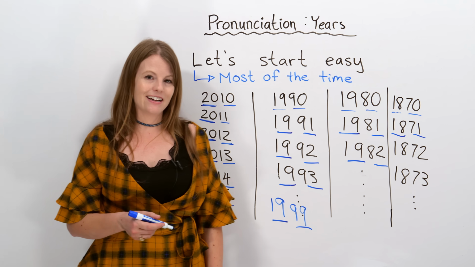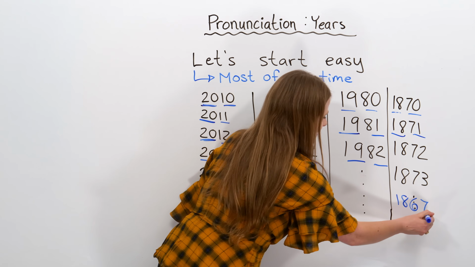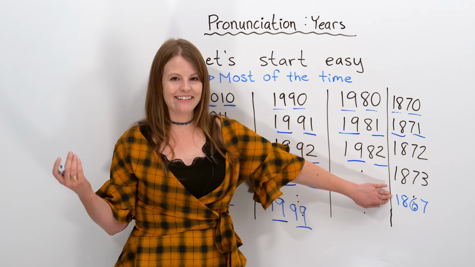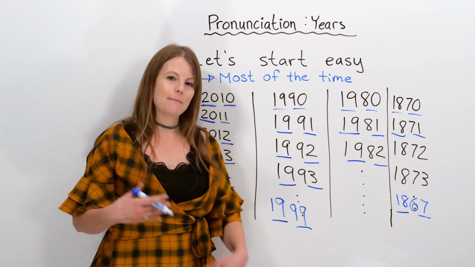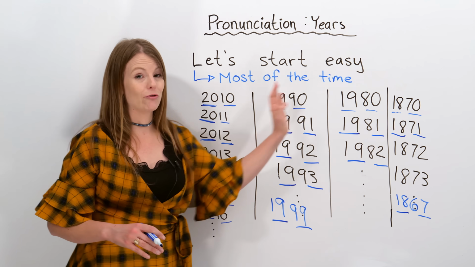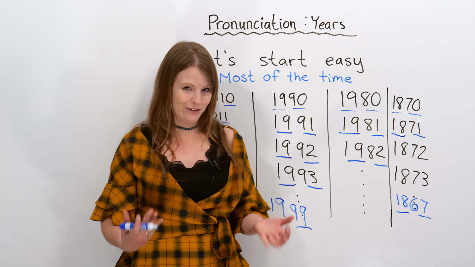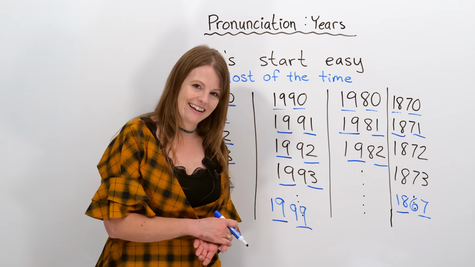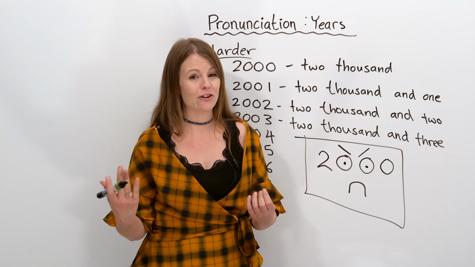Eighteen seventy-one. I'm going to put another year on here. I picked this one. What do you think this number is? Eighteen sixty-seven. So this is an important year for Canada because this is when Canada became a country. Okay, so these all follow the same rules. Now we are going to learn the exceptions to these rules. As you know, English always has exceptions, so that's what is next. Okay, so now we're going to look at some of the years that have a harder pronunciation.